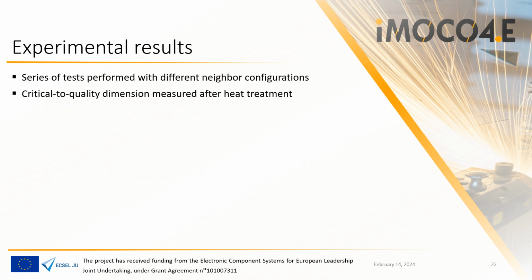A set of experiments was conducted where different parts with various neighbor configurations were placed on the conveyor belt. For each part, we recorded the separation and neighbor setup, obtaining a virtual temperature signal. After the heat treatment, we measured a critical to quality dimension. Using the 2 previously defined KPIs, we can now investigate potential correlations.